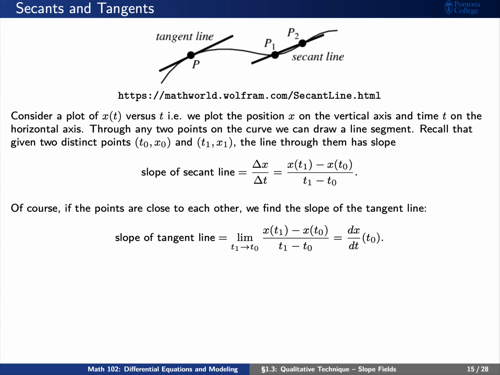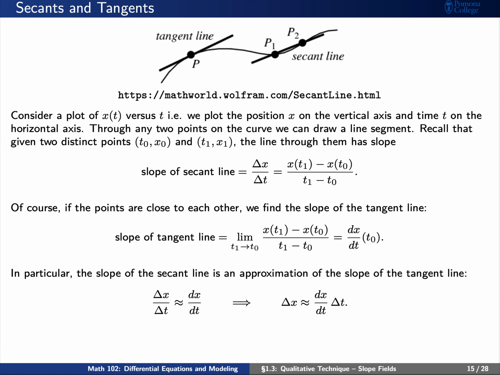Of course, if these 2 points are very close to each other, then we can actually find the slope of the tangent line. Another way to say this is the limit as t1 approaches t0 of this ratio, x of t1 minus x of t0 divided by t1 minus t0. We just simply write this as the derivative and say that this is dx dt evaluated at t0. In particular, the slope of the secant line is a really good approximation to the slope of the tangent line. So we can say that the change in x, delta x, is approximately the slope, dx dt, times the change in time, delta t.